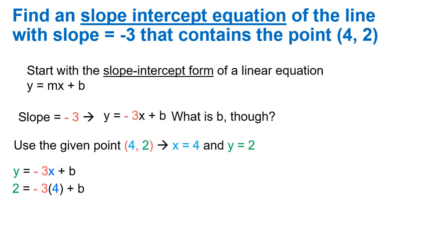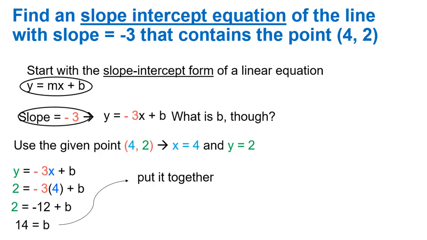So now I know the slope, and I know the y-intercept. And so I can do like we did a few minutes ago and replace the slope and the y-intercept, and I get y equals negative 3x plus 14.